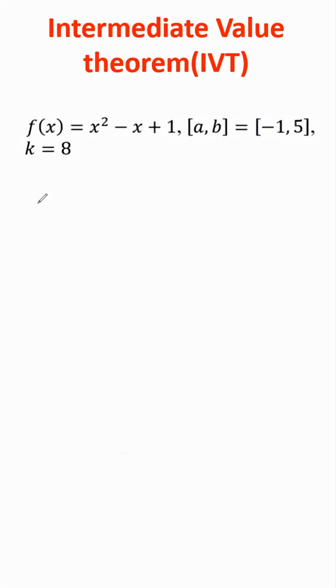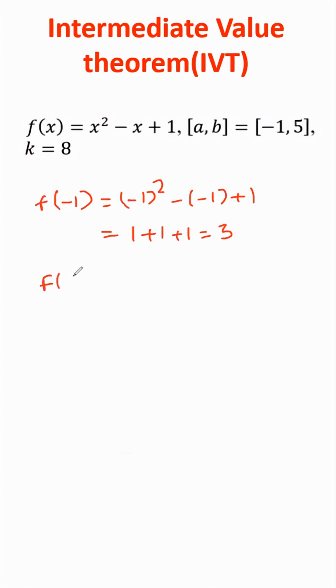First thing, we'll have to figure out the value of the function when x is negative 1. So negative 1 whole squared minus negative 1 plus 1. This is 1 plus 1 plus 1. It is 3. Second thing, f of 5. It would be 5 squared minus 5 plus 1. So that's 25 minus 5 plus 1. That is 21. So we can see that f of negative 1 and f of 5 are 3 and 21.